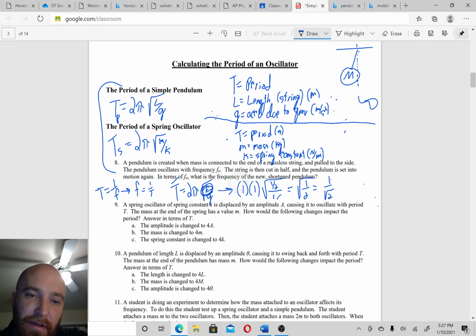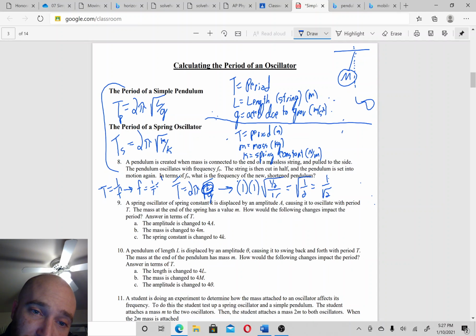So, plugging in 1 over rad 2 as the period: 1 over 1 over rad 2. Dividing by 1 over rad 2 is the same as multiplying by rad 2. And so the final answer here would be rad 2 f, or rad 2 f0, I should say. We'll do more examples like that.